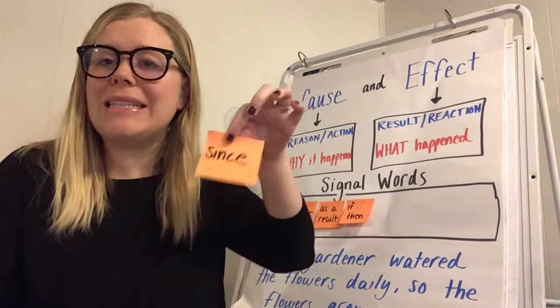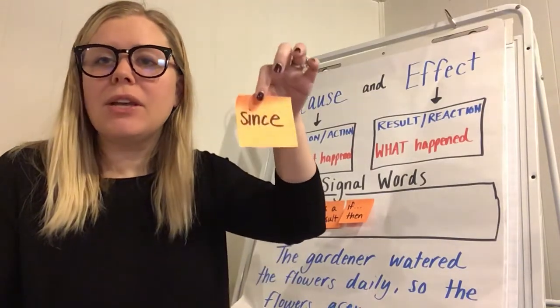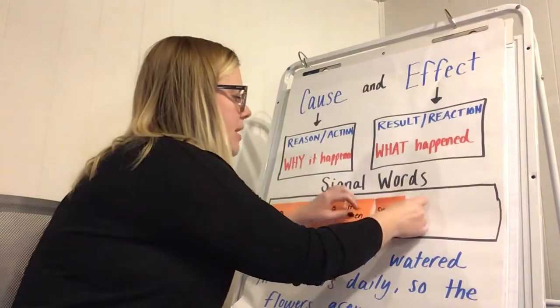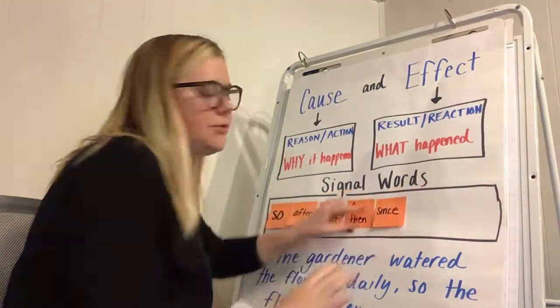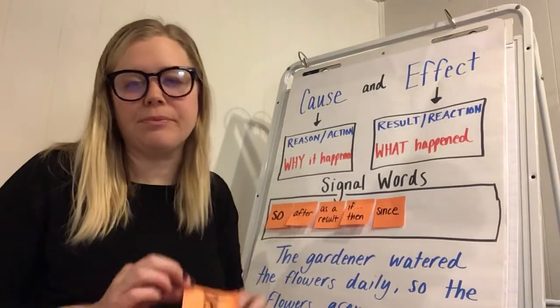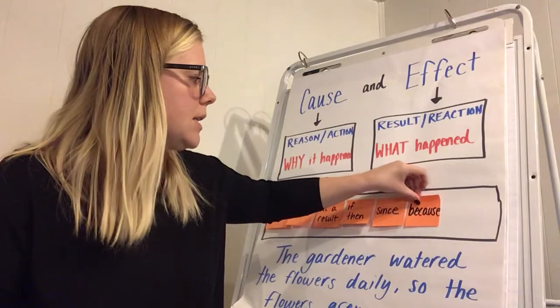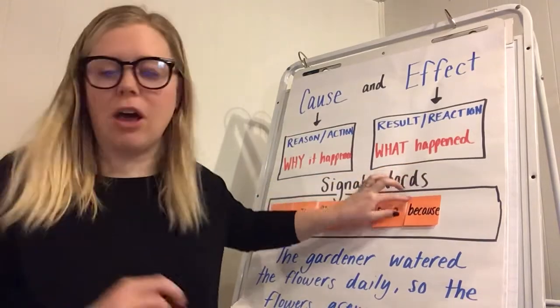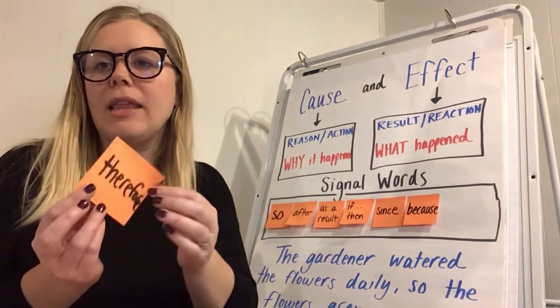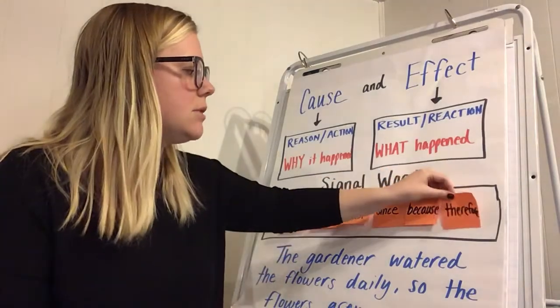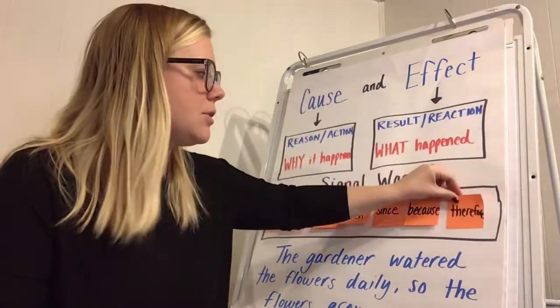Another one is since. So since I hit the light switch, the lights turned off. Do you see how all of these can show cause and effect in different ways? Because. So because I hit the light switch, the lights turned off. And the last one is therefore. I hit the light switch, therefore the lights turned off.